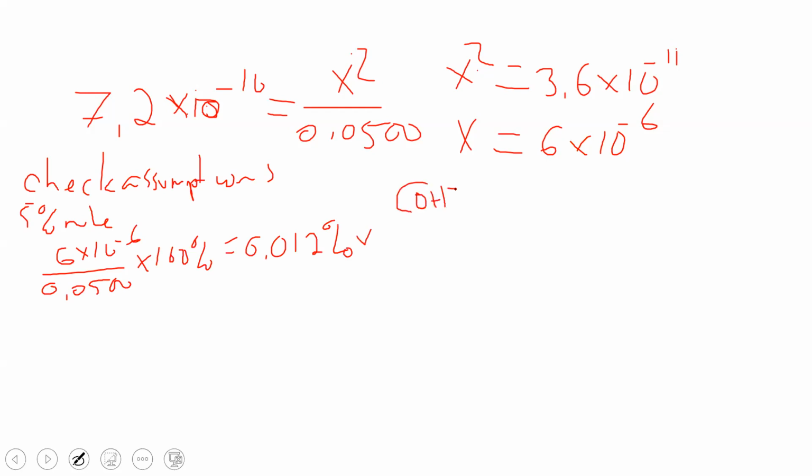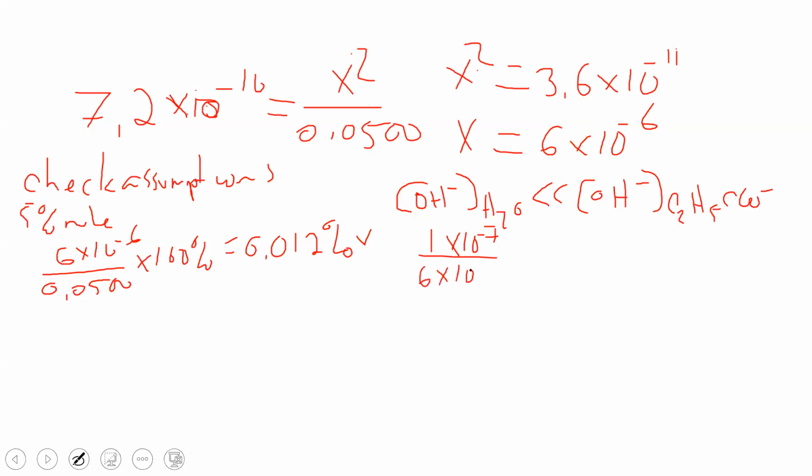Concentration of hydroxide from water, that one being much smaller than the concentration of hydroxide from the weak base. Okay, so for that one, we divide 1 times 10 to the minus 7 over 6 times 10 to the minus 6, times 100%. We wind up getting a value of 1.67%.